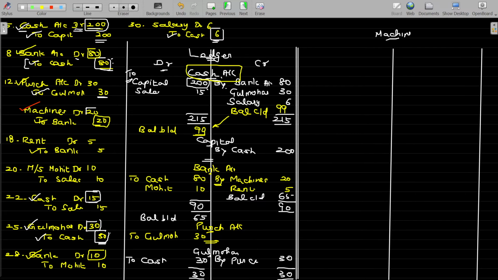And in the machine account, 20 rupees should be on the debit side. So, to bank. The value being 20. I hope I don't have any other machine account entries, so leave it as it is.